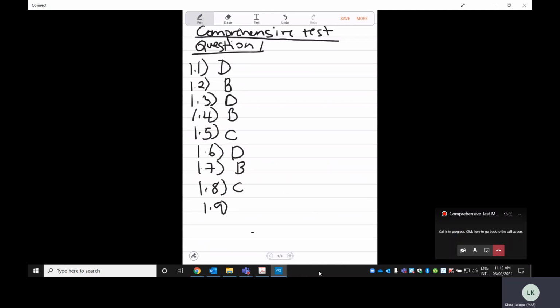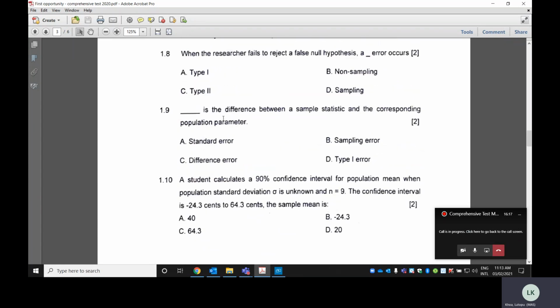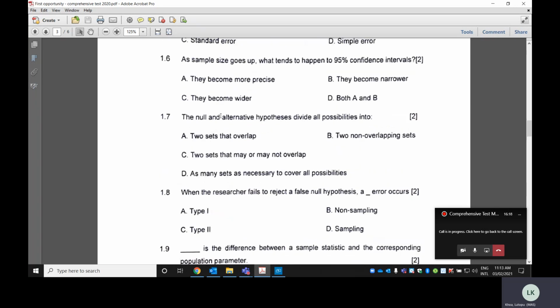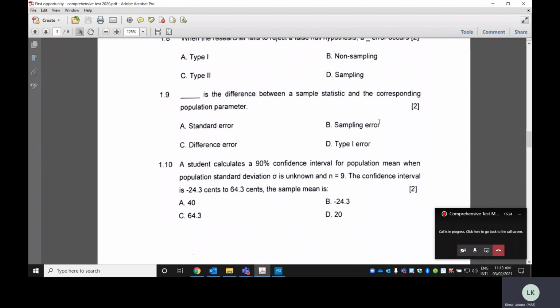1.9. 1.9 dash is the difference between a sample statistic and the corresponding population parameter. Is it a standard error? I think the standard error, we already defined it in 1.5. And is it a sampling error? Is it a difference error? Is it a type 1 error? So we know it's not a standard error.